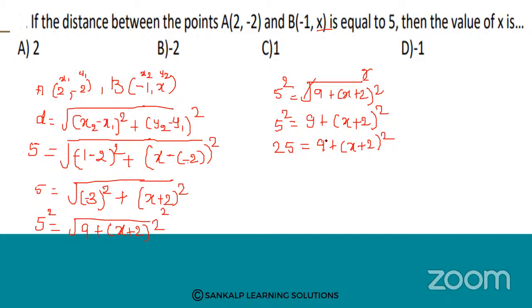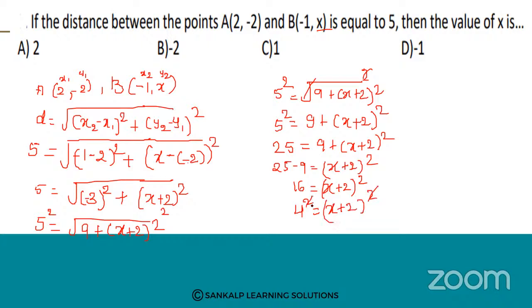Right. Now, transfer this 9 to this side. It is positive here, so it becomes negative. Okay. 25 minus 9 equals (x + 2) square. 25 minus 9 is 16. Right? (x + 2) square. Then 16 is a perfect square. Okay. 4 square is 16. I will write here 4 square, 4 into 4 is 16. 4 square is equal to (x + 2) square.